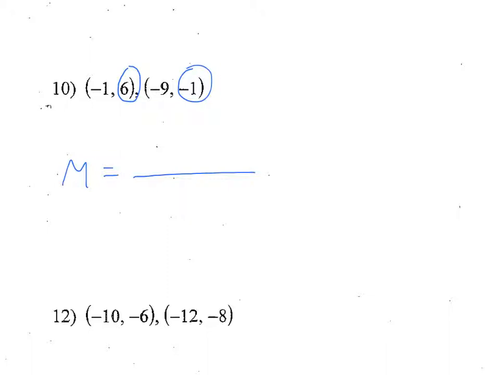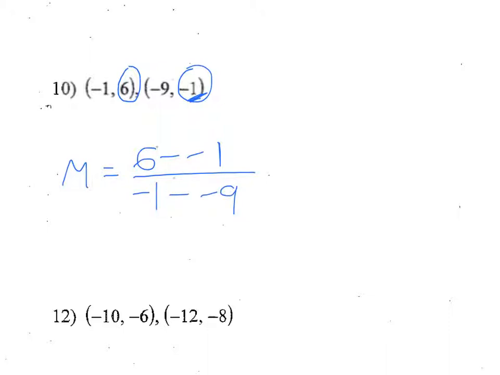Now I don't always have to subtract this first y from the second. I could switch the order up, as long as I switch the order up for the bottom too, for the x's. So let's say I wanted to start with this one. So I could start off with 6 and do 6 minus this, the negative 1. Now, if I start with this 6 in the top, then that means I have to start with this negative 1 in the bottom. So in the bottom, that's negative 1 minus this negative 9.